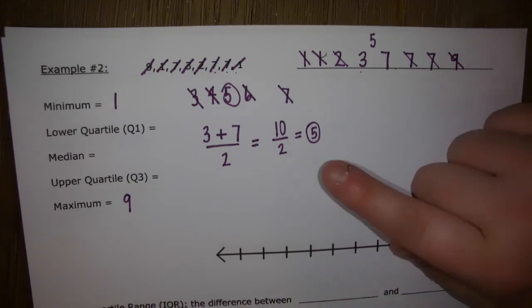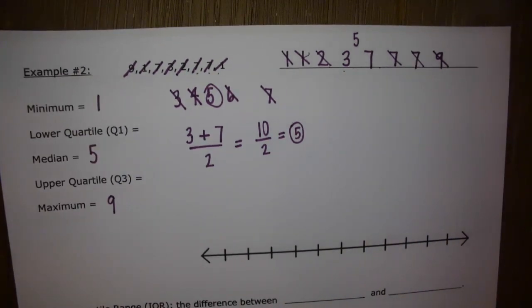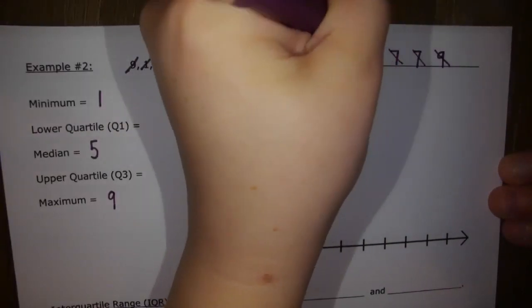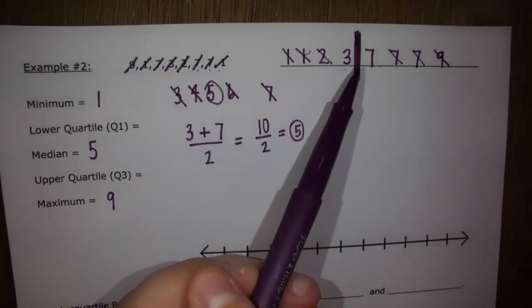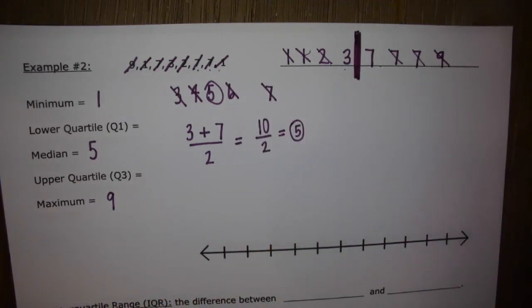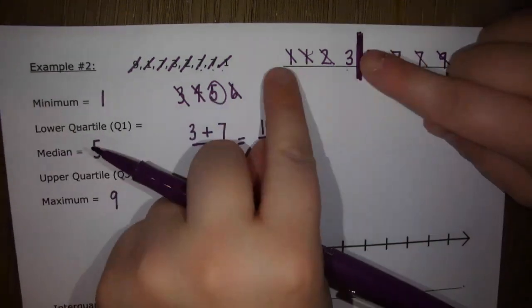So right here, I've decided my median is 5, and that is going to split my data set in half. So what I'm going to do is draw that line separating my data set into 2 pieces. And that line is getting drawn at 5 because that truly was my median. So now I have a lower half and an upper half of my data. And I'm going to find the medians again. First, I need to find the median of the lower half to find my lower quartile.